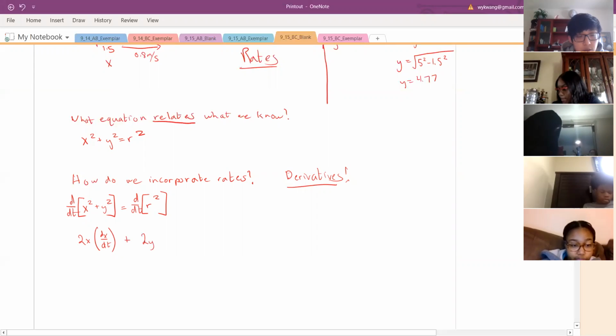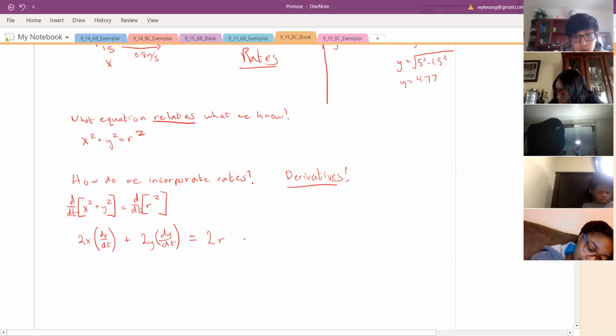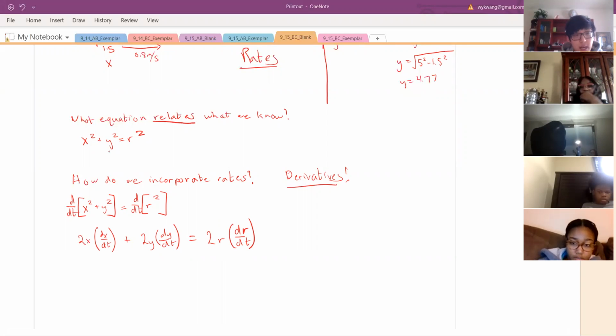The same thing happens with y squared. We're going to do power rule, so 2y, but we're not done. We have to multiply by dy over dt. Dy over dt this time equals the same deal with r squared. So we get 2r, but we're not done. We need dr over dt. Now we have this equation where we differentiated with respect to time. It's the same type of equation, but now we've incorporated these rates. And this is where it's useful.